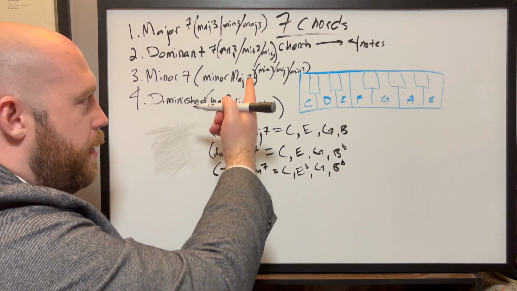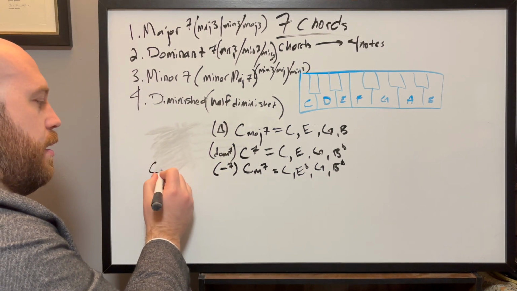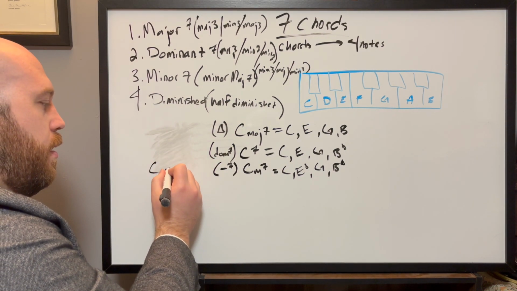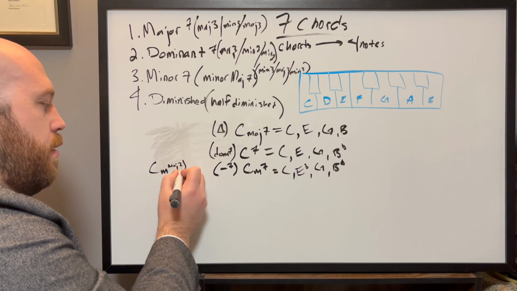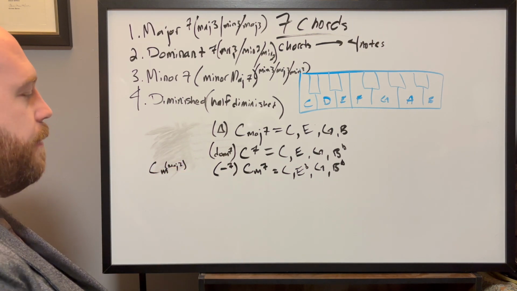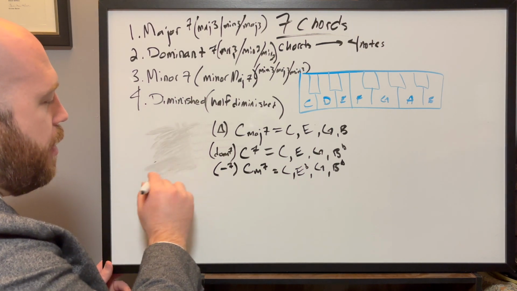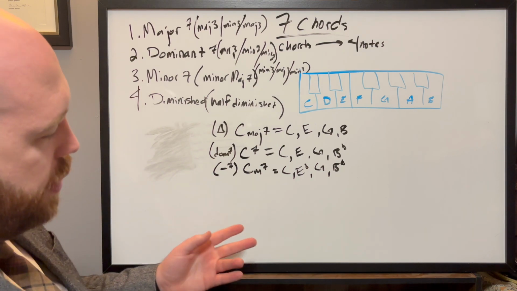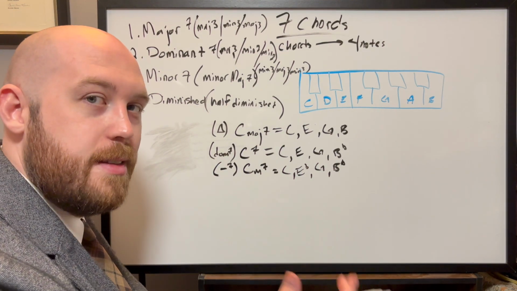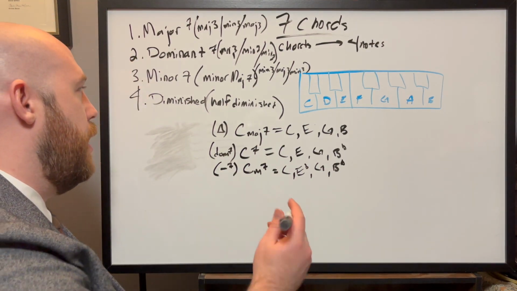But you don't see that too often. And it would be written like this: C minor major 7, like that. So it's really long and drawn out, and you don't see it too often. So anyway, that's the subcategory of the minor 7.